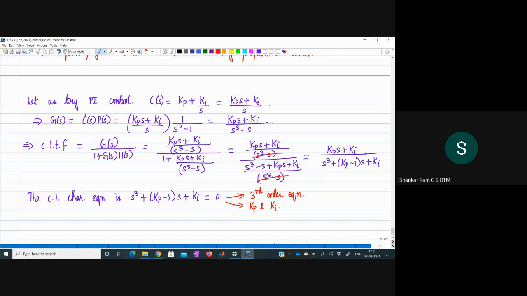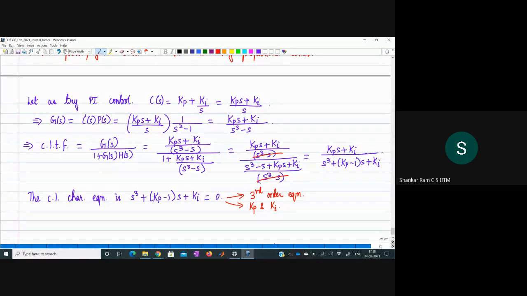So how can we do this? Can you think of some method? If you make the polynomial a Hurwitz polynomial, then all the poles will be on the left side only. If the coefficients are positive, if we say Kp minus 1 is positive and Ki is positive, then the polynomial is a Hurwitz polynomial whose roots are only on the left hand side of the plane. Then the system will be stable. Is it correct?